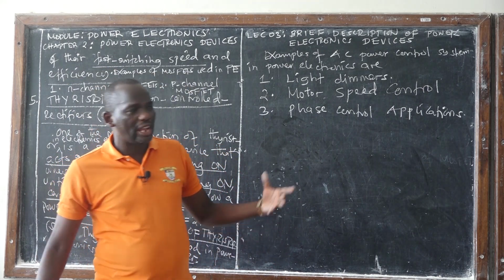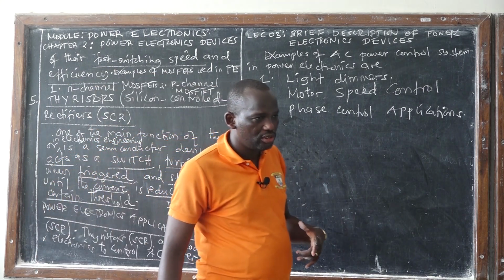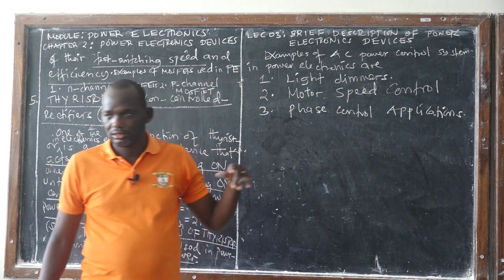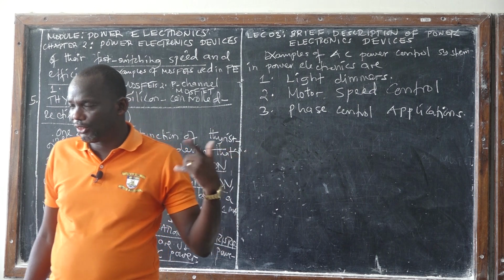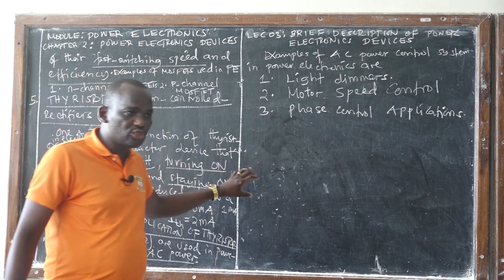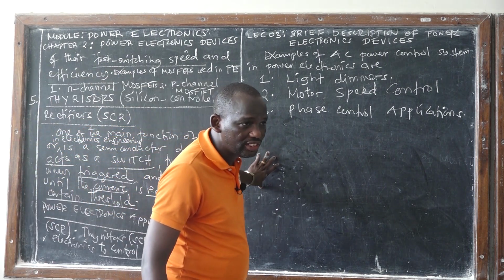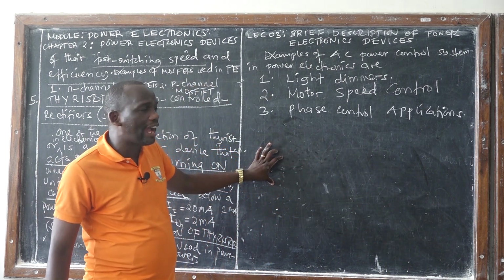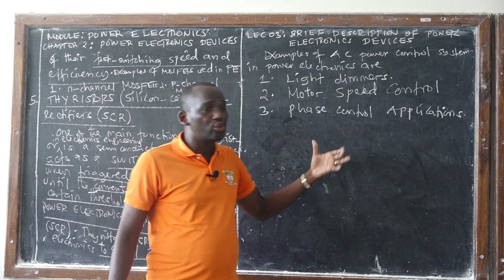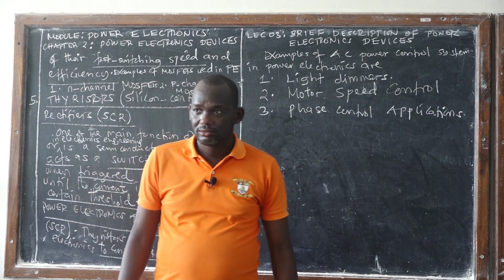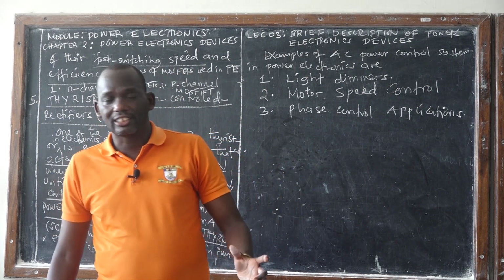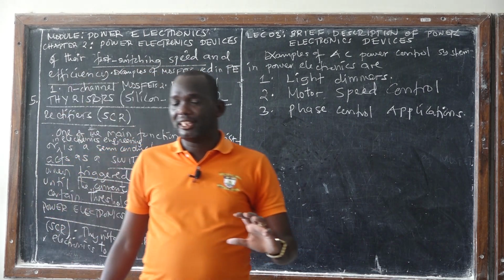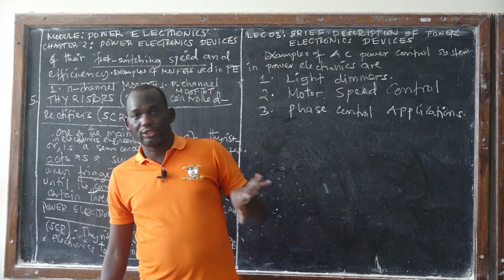In Tanzania, we have a high power company called TANESCO. At TANESCO, we have two types of electric power phase: single phase and three phase. So thyristors, or silicon controlled rectifiers, may be used to control the phase, in case you want to change from single phase to three phase, or from three phase to single phase.